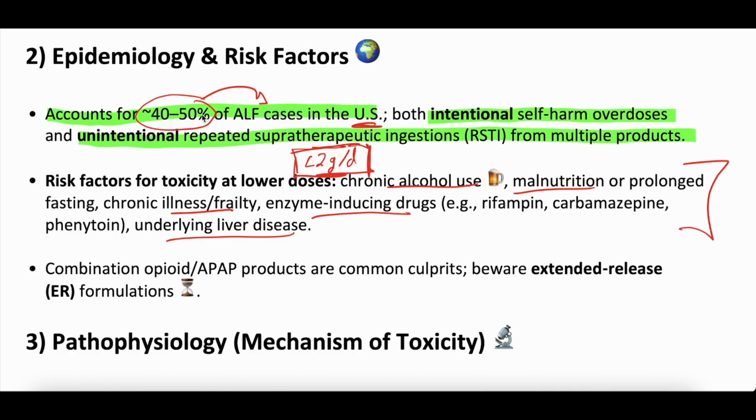And then the combination products, just to drive this point home, combination products of acetaminophen and something else, again, often opiates, are common culprits for toxicity because folks don't realize that there's acetaminophen in those combination products.